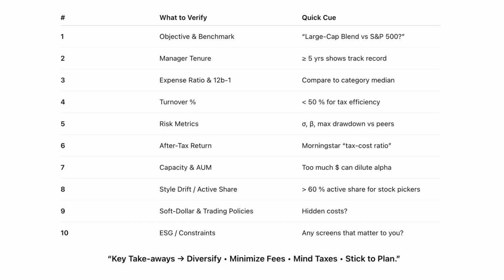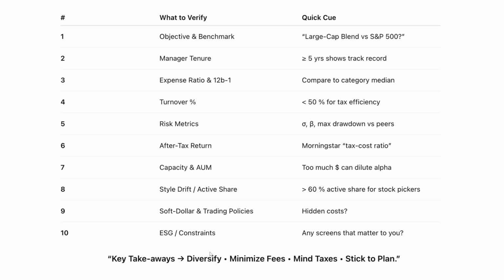So what are some takeaways? Diversify broadly with low-cost core funds. Use satellites sparingly for specific tilts. Fees and taxes are the guaranteed risk-free drag, so minimize them. And behavior beats strategy. Automate contributions, rebalance annually, and tune out noise. So right here are the takeaways: diversify, minimize fees, mind taxes, stick to the plan.